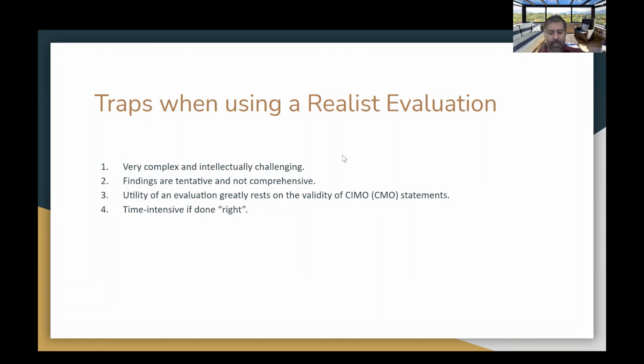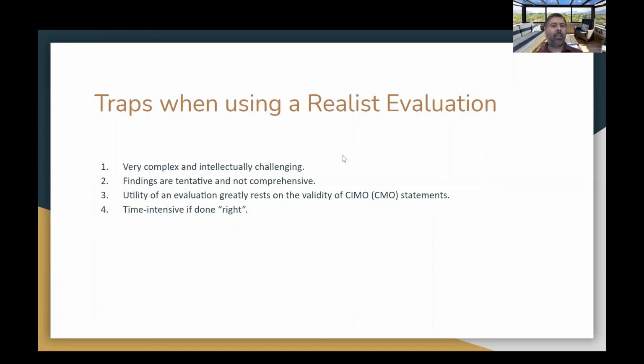The third trap is that the utility of an evaluation greatly rests on the validity of CMO statements. An evaluator really has to get the CMO models, quote unquote, right and correctly determine the CMO that offers the most robust and plausible explanation of the observed pattern of outcomes. If a mistake is made during this stage, then the findings come under increased scrutiny and may end up being invalidated. So you can see how much rests on the CMO statements.